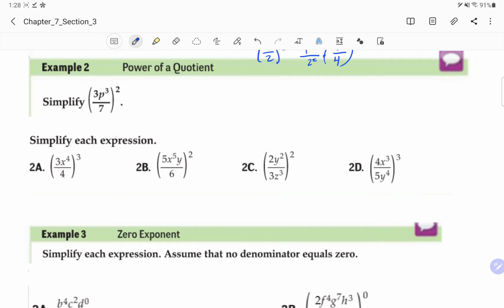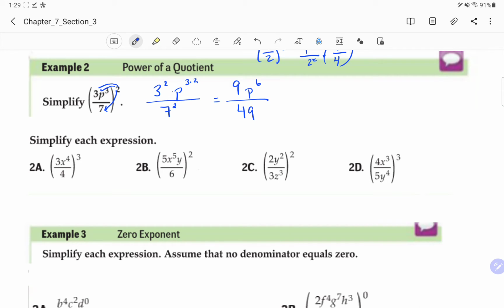So the first thing I need to do is put my 2 on everything inside my parentheses. Okay, so this will become 3 to the second, p to the 3 to the second, over 7 to the second. 3 to the second is 9. 3 times 2 is 6, over 7 to the second is going to be 49.